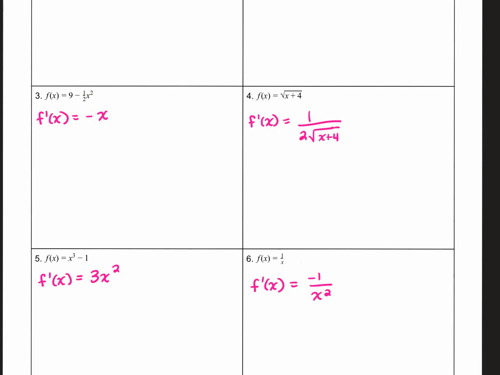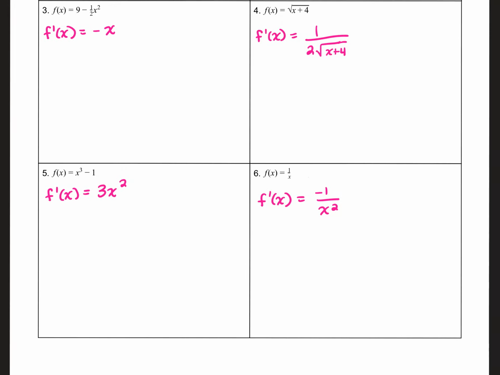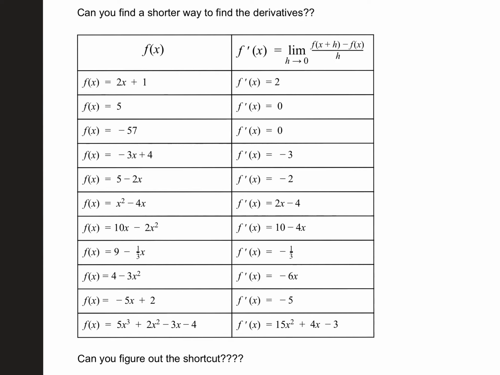So for number 3, you had f of x equals 9 minus 1/2 x squared. The derivative was just negative x. For number 5, the original function was f of x equals x cubed minus 1. Derivative is just 3x squared. Okay, for those 4. Now I want to show you a couple more that might help solidify what's actually happening here. So here's a few more.